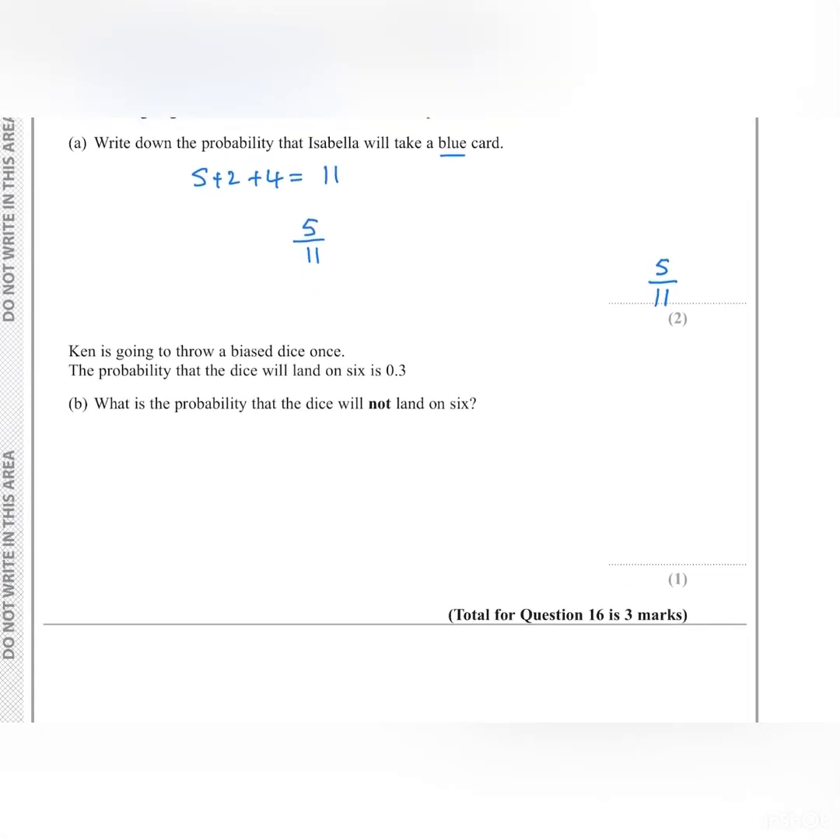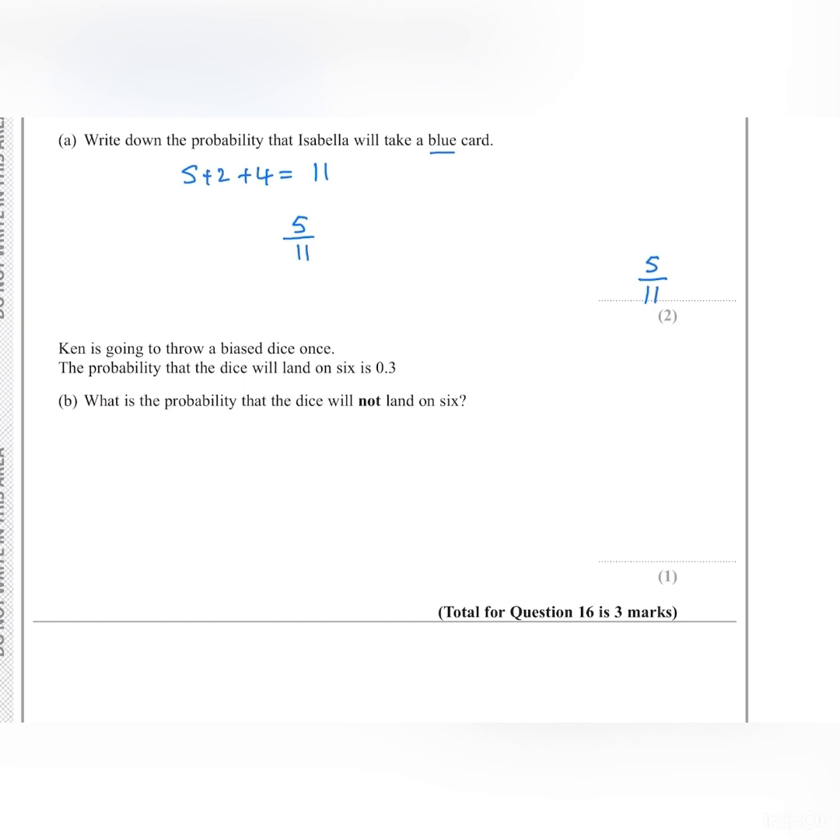Now the next part of the question says Ken is going to throw a biased dice. Bias means it's got more chance of landing on one side than on others. So the probability that the dice will land on a 6 is 0.3. What is the probability that the dice will not land on a 6? Now remember, the probability is out of 1. If we do 1 take away 0.3, that is 0.7. So the probability the dice will not land on a 6 is 0.7.